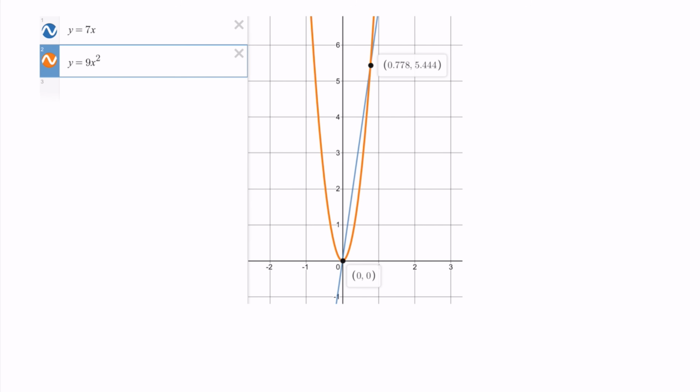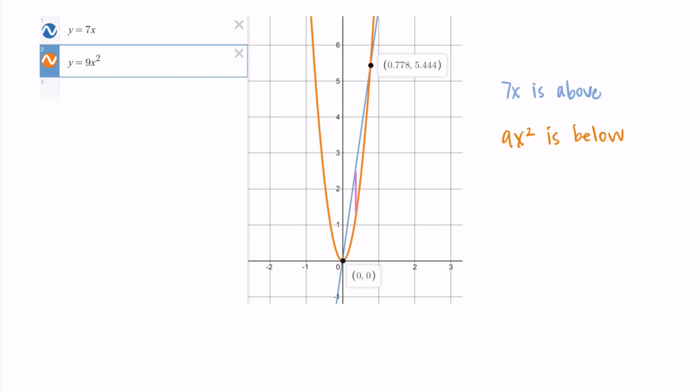So if I go ahead and graph this here, I have 7x, which is a linear function, and then I have 9x squared, which is a quadratic function. So I can see here that I have the 7x, which is in blue here, as the top or the above function, and 9x squared, which is the orange function here, as the below.